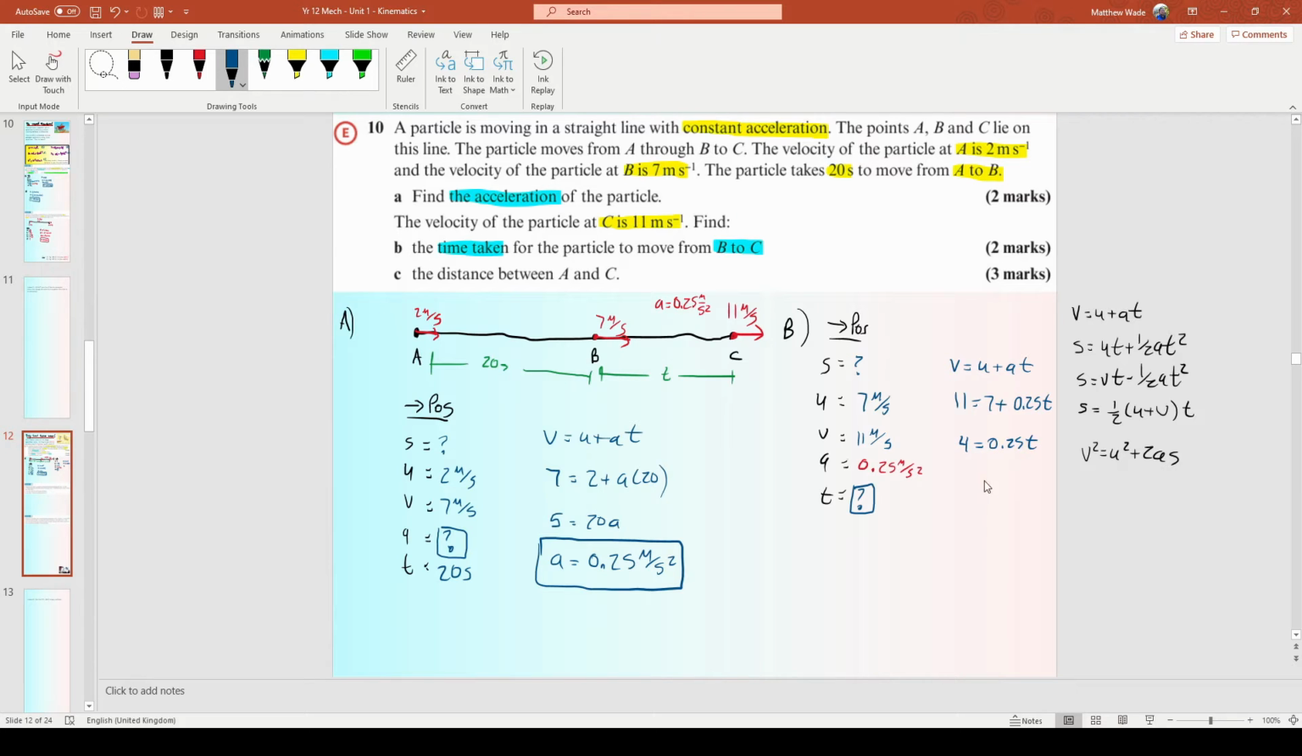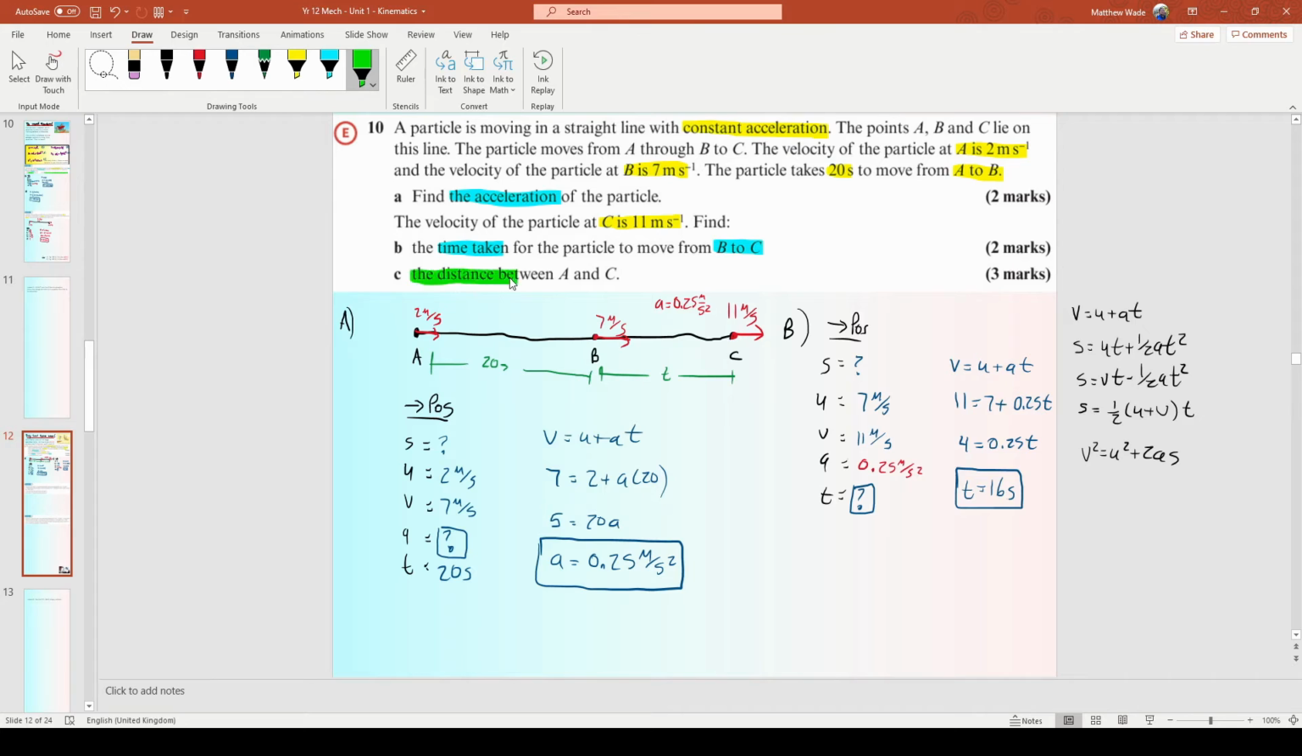No mark for that, though. Divide both sides by 0.25. t is 16. 16 seconds. Seconds, because I had these standard units, so I knew that the unit was going to be seconds. Cool, cool, cool. And the final thing then, my buddies, is going to be this.